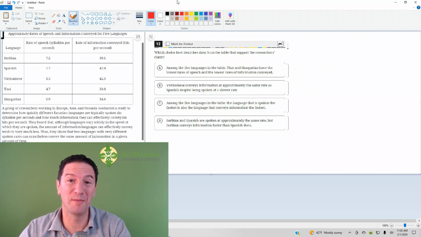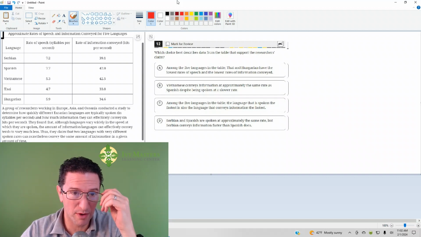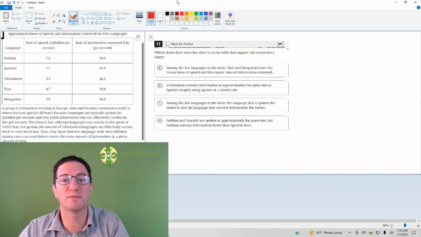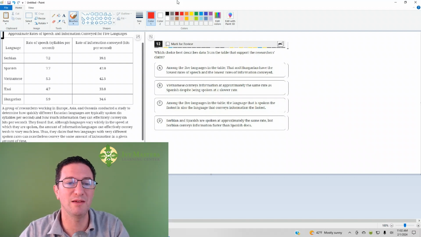Paul Pasulka, IB Masters Learning Center at ibmasters.com, and today we're going to look at the 12th question from Digital SAT Test 2 Module 1. This is from the Bluebook app. Number 12 reads, which choice best describes data from the table that support the researcher's claim?